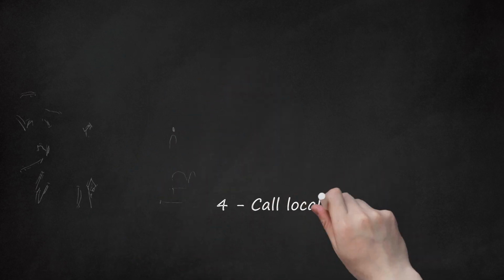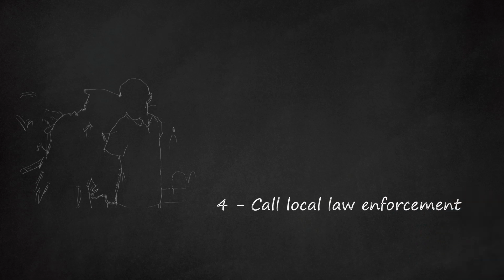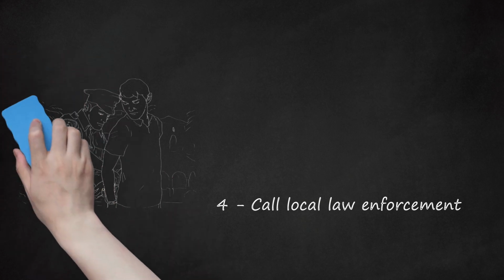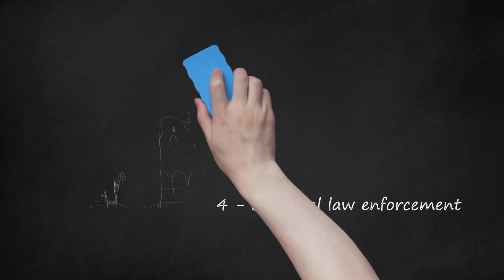4. Call local law enforcement. Local law enforcement also needs to know about the scam. They may be able to catch the scammer and help get your money back. You should contact them as soon as possible and provide the same information you provide to the FTC. Also get a copy of the police report. You might need it in case the scammer commits identity theft and you need to contact your credit card companies or bank.